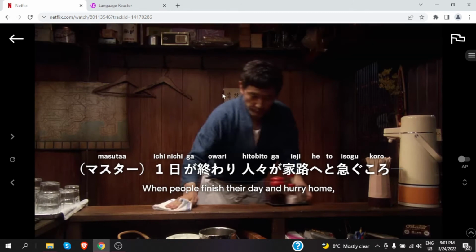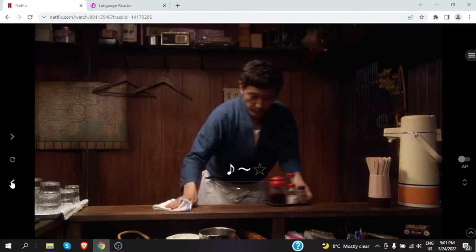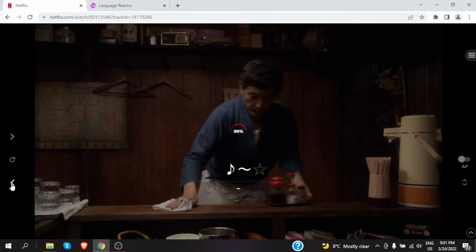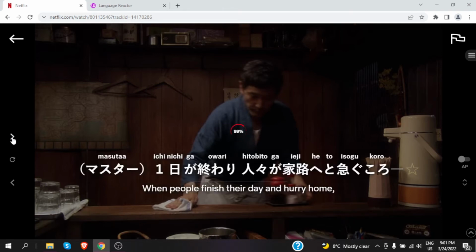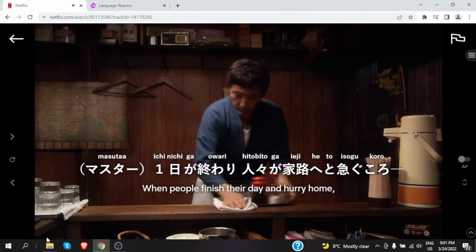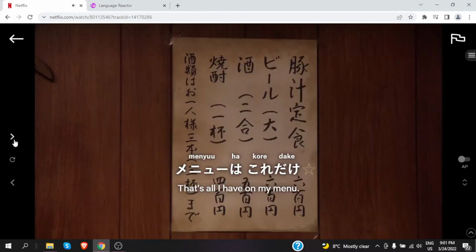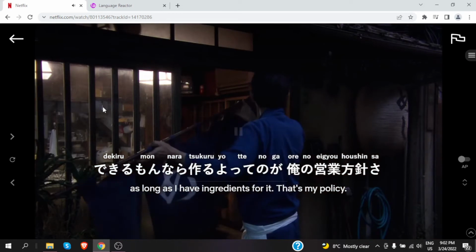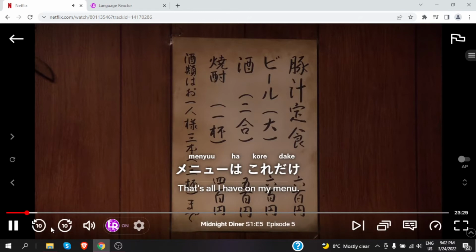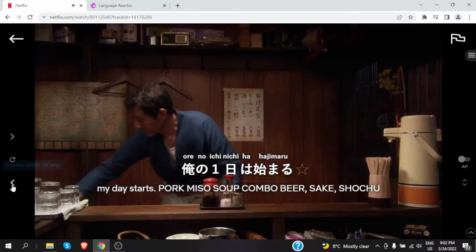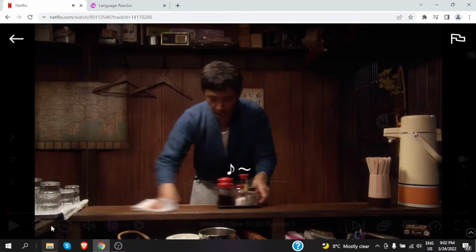Now over here you can jump back to previous sentences. Actually, there was nothing before this because that was the first sentence. So let me jump to the first sentence, which is over here. 日が終わり. You can see it jumped forward. Now if I jump forward again, 俺のメニューはあとできるも, I just keep jumping to the next sentence. So let me go back to the beginning. メニューはこれだけ. 俺の一日が. Okay, so here.